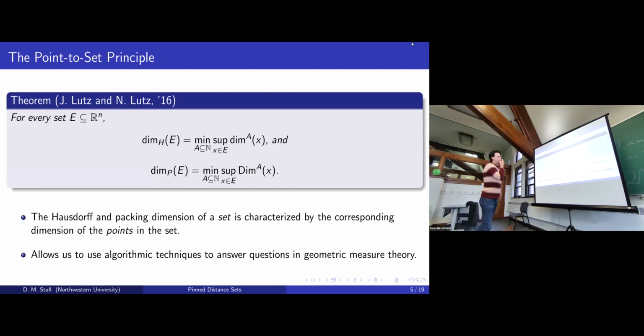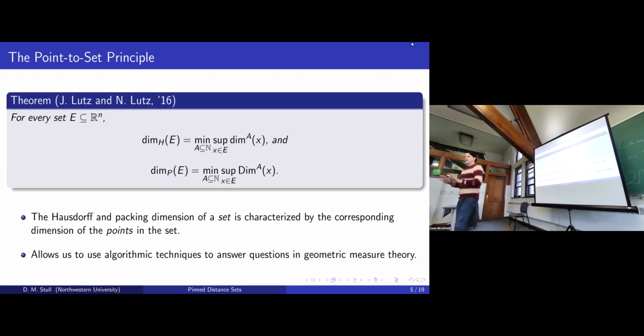Okay. And so the reason these things are useful in studying problems in classical mathematics is this point to set principle, which was proved by Jack and Neil Lutz around 2016. So it says that for any subset of the Euclidean space, the Hausdorff dimension is equal to the minimum over all oracles A of the supremum of all points X in your set of the effective dimension of X relative to A. And then the packing dimension is the same thing, except we use effective strong dimension.